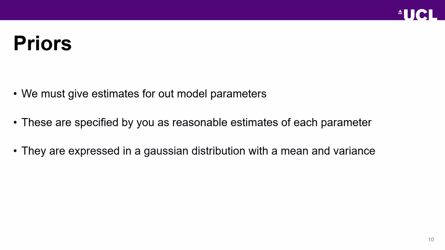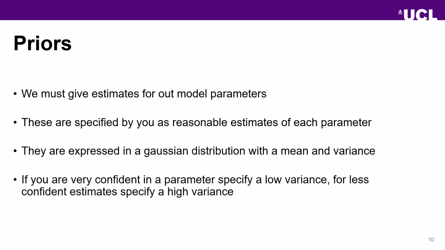And these are expressed as a Gaussian distribution with a mean and variance, and that's because we want the model output to be somewhere around the mean. We don't want to be pushing it to the extremes. We have a sort of a theory, and we're looking to see how close to that we can get. And if you're very confident in a parameter, as you give it a mean and variance, you can specify a low variance. But if you're not as confident, you may want to specify a high variance for your parameters. So there's a wider range of values that it could be.